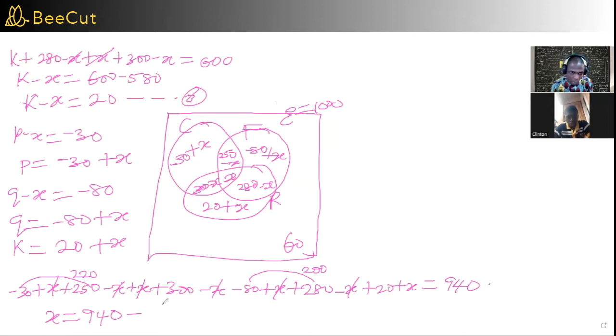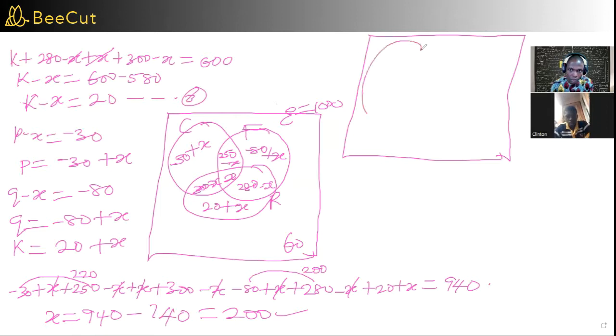So I'm going to subtract 740. So my x finally will become 200 by subtraction. Are you getting that? Yes, sir. Now, if my x is 200, then I can come back to my Venn diagram and remove all of this and begin to put what exact value is supposed to be there. Are you getting that? Yes.